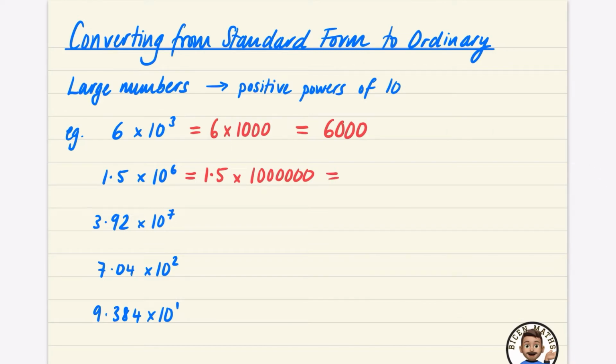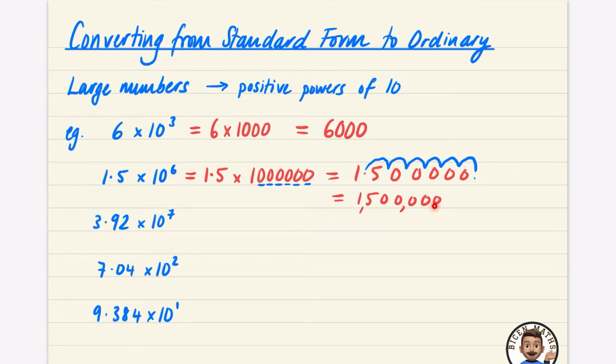Well, that means you're going to take 1.5 with the decimal point, and you're going to move that decimal point 6 spaces because of the fact we've got 6 zeros. So I'm going to go 1, 2, 3, 4, 5, 6. So the decimal point will be here, and then I can fill in all of these gaps with zeros. So we get the answer 1,500,000.